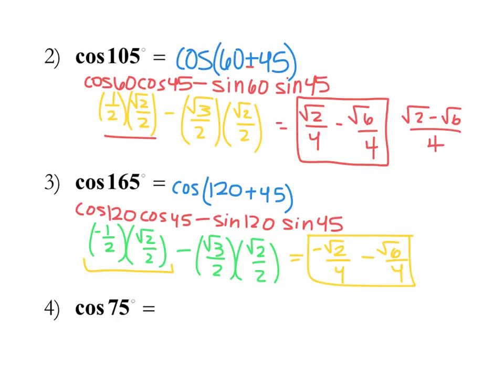Again, I told you this root 2 over 4 and root 6 over 4 is repetitive in the answers. One other way to write this is negative root 2 minus root 6 all over 4.